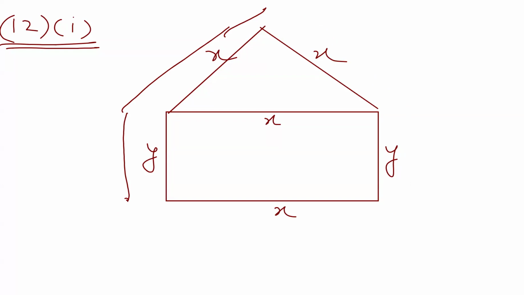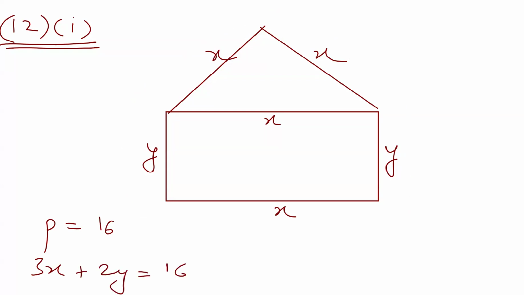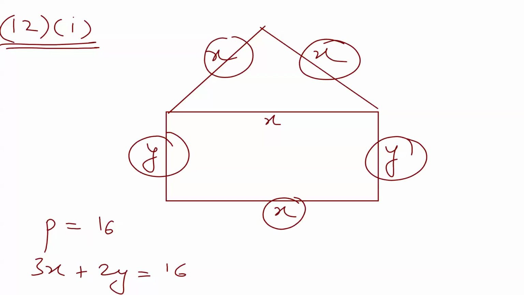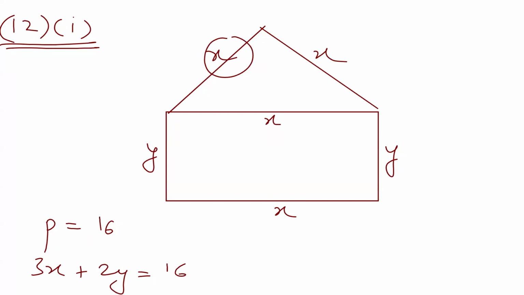So can someone frame an equation and tell me what is equal to 16? 3x plus 2y. Correct. So P is equal to 16, perimeter is equal to 16. So 3x plus 2y is equal to 16. How 3x? These three sides and these two sides. Now after this, you can write x in terms of y or y in terms of x, but that decision we will take later on. I hope everybody has copied this particular slide.